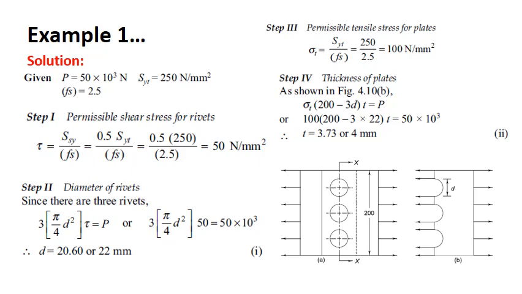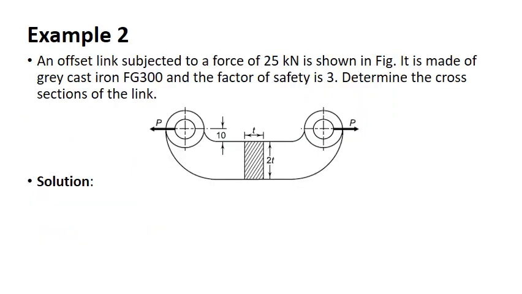So 3 times the diameter has to be subtracted from 200, and then you have to multiply T to get the effective cross-sectional area. Then you can solve for T and round off to the nearest value, because manufacturing to 3.73 exactly is not economical. Okay, so that is why we'll round off. Fine. So this is the solution. Let's move on to the next problem.